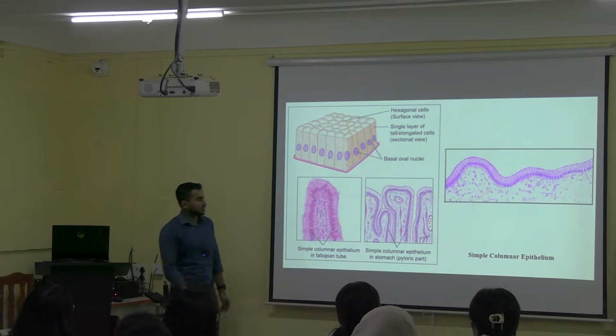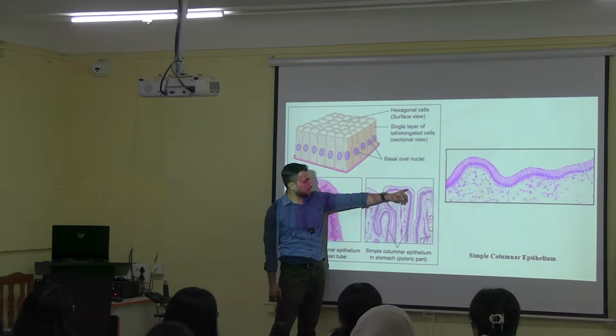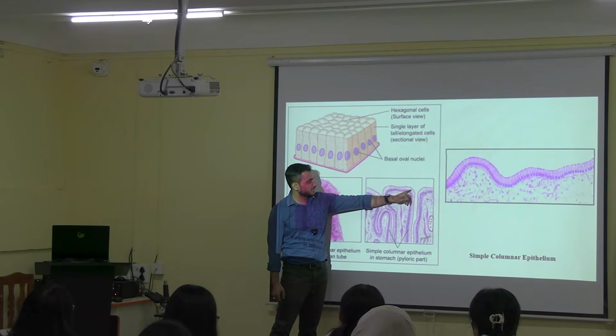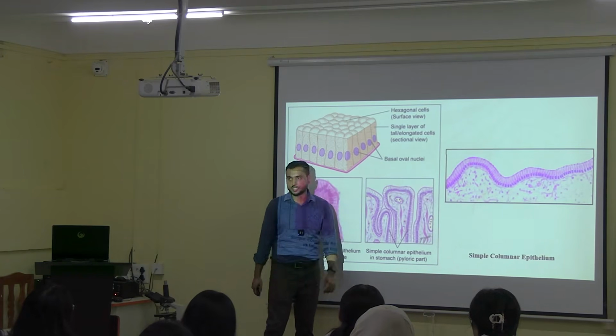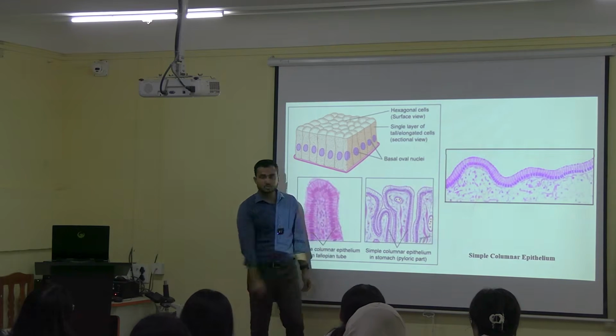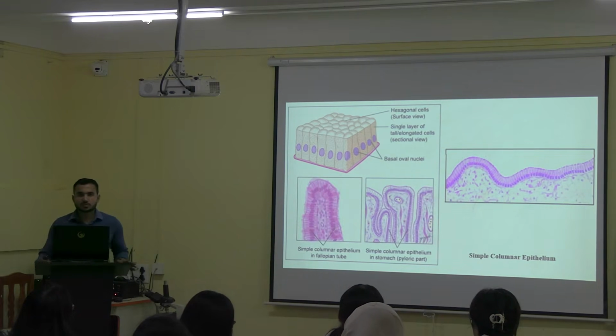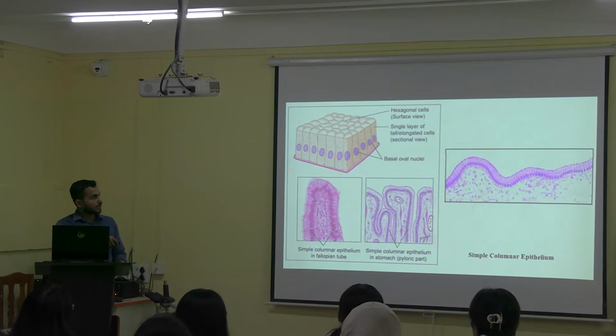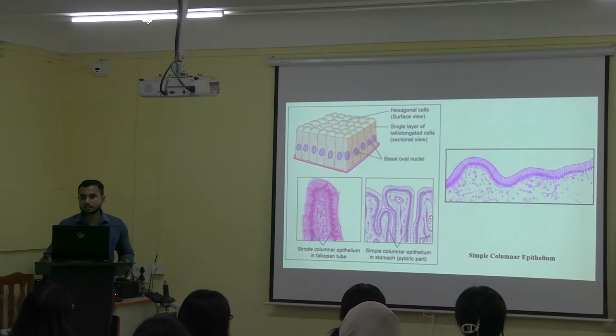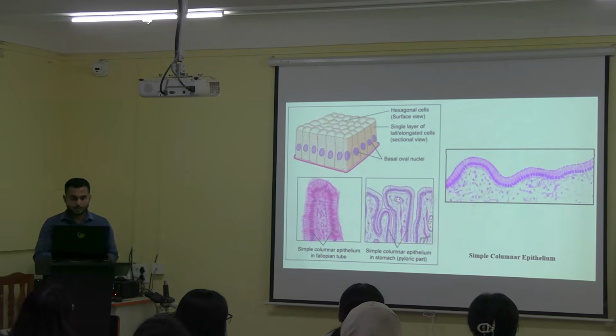Now why am I showing you this? Look at the upper part of the cell, the apical part, and the basal part of the cell. The staining differences can be seen. Here also you can see the difference. Okay, so this is exactly how simple columnar epithelium looks under the microscope.